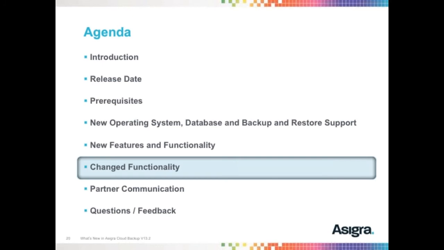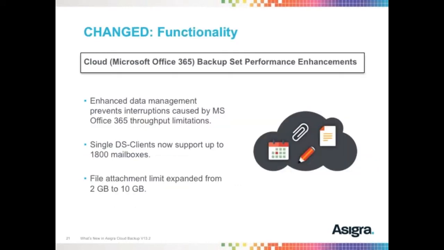Now we have some enhanced functionality with respect to Office 365 backup sets. To counter the throttling limitation of the Office 365 portal, I'm not sure how many of you know this, but if we take data too fast from the portal, Microsoft will disconnect us. So to counter this limitation, we've implemented some batching to throttle how we retrieve the data. That is now available.